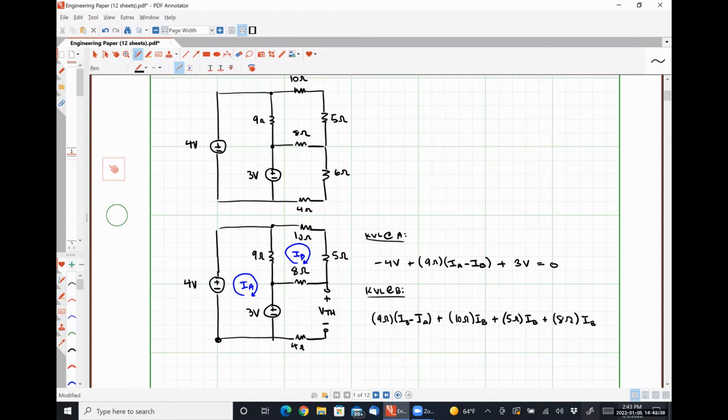And that's just going to see a mesh current of IB, right? Because we know that there's no current flowing in the other direction. All right, set that equal to 0. And we can take a moment and solve this system to determine our mesh currents IA and IB.